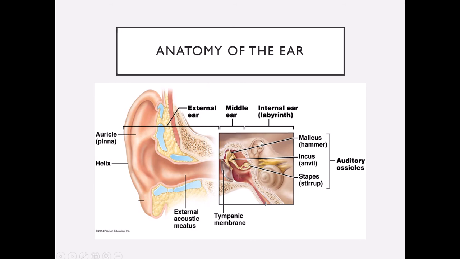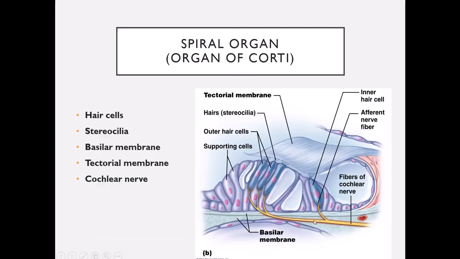You can see here the vestibular apparatus, our organs for balance, and the cochlea, with our organs for hearing. So the external and middle ears are all for the sense of hearing. And then the inner ear uses the vestibular apparatus and the cochlea for both hearing and balance.